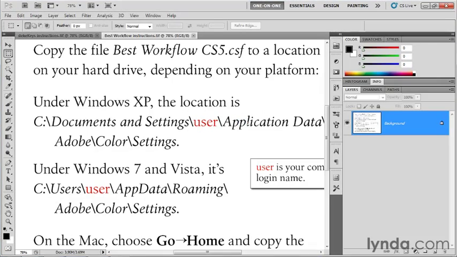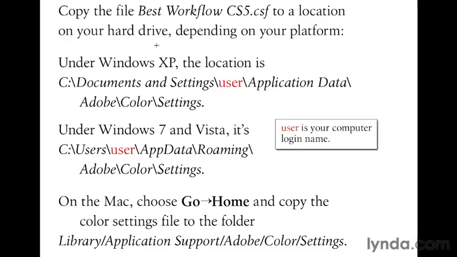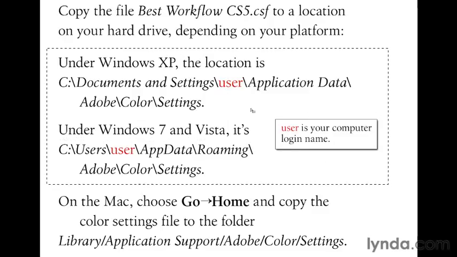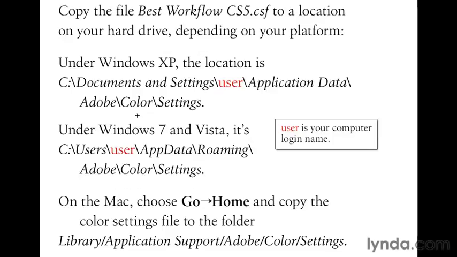It's this file, as you can see, and I'll switch to the full screen mode so that we can take it in detail. Copy the file Best Workflow CS5.csf to a location on your hard drive depending on your platform. So this is where it's going to go on the PC, in one of these two locations, but as I say, I got a trick for you so you can hold on for a moment. But still, might as well make yourself aware of it.